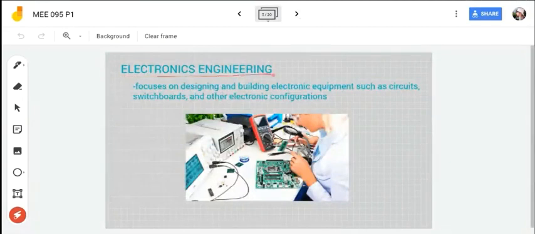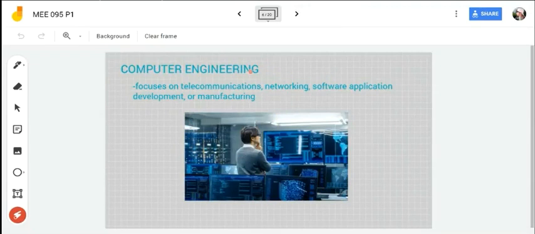We have the electronics engineering. So pag sinabi natin electronics engineering, it is the branch of engineering that focuses on designing and building electronic equipment such as circuits, switchboard, and other electronic configuration. So take note of the key term or the key word that is the electronic equipment. Okay, so more on that, let's go to the another branch of engineering.